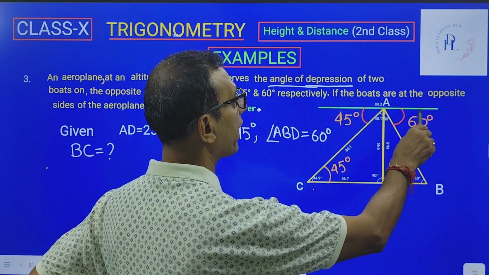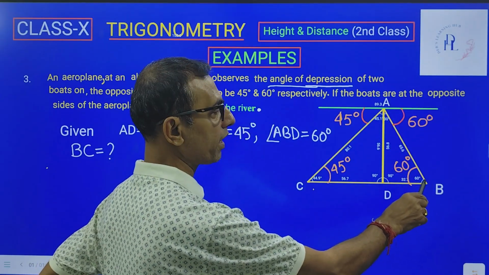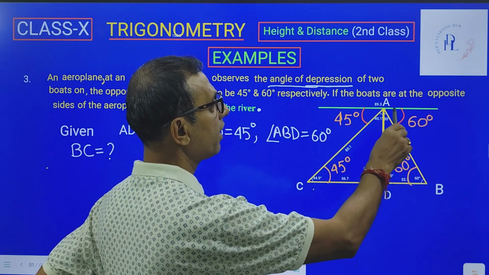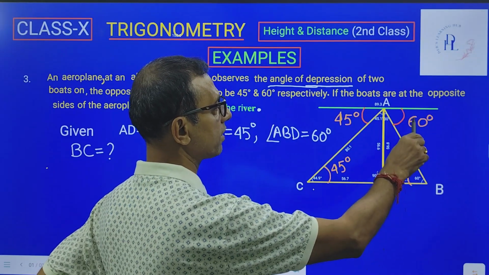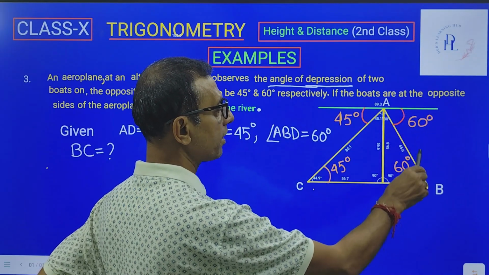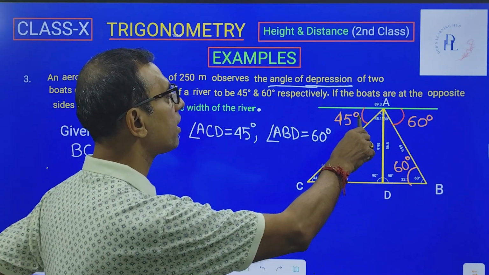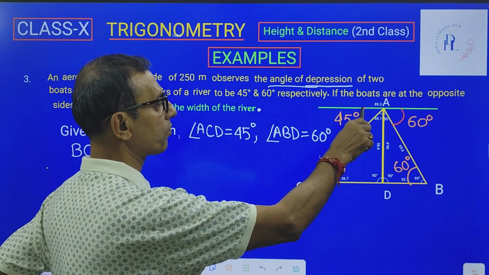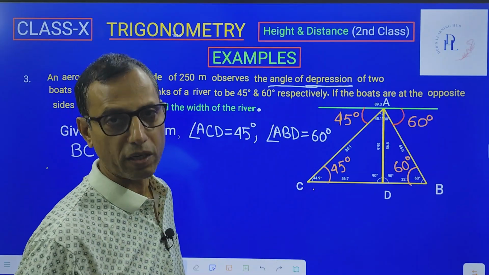So the angle of depression for the boat at bank B is 60 degrees. That means AB is the line of sight, and the angle between this horizontal line and the line of sight is 60 degrees. So if this is 60 degrees, this is also 60 degrees, the alternate angle. Similarly for the other boat at bank C, the angle of depression is 45 degrees, so here it is 45 degrees as the alternate angle.